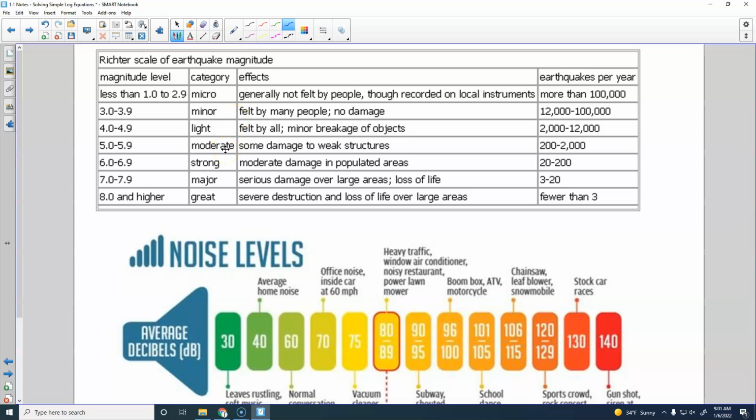But if you had a 5, it becomes much more intense, where you get damage to weak structures. If you have a 6, moderate damage, but if you go from a 6 to a 7, you're talking about serious damage, loss of life, right? So that threshold between 6 and 7 is huge. And then the difference between 7 and 8, severe destruction, loss of life, it's catastrophic, especially in places that are not built with earthquake codes. Places like California have building codes that are going to be able to take it a little bit more than if you're in Haiti or somewhere where they probably don't have any real building codes.